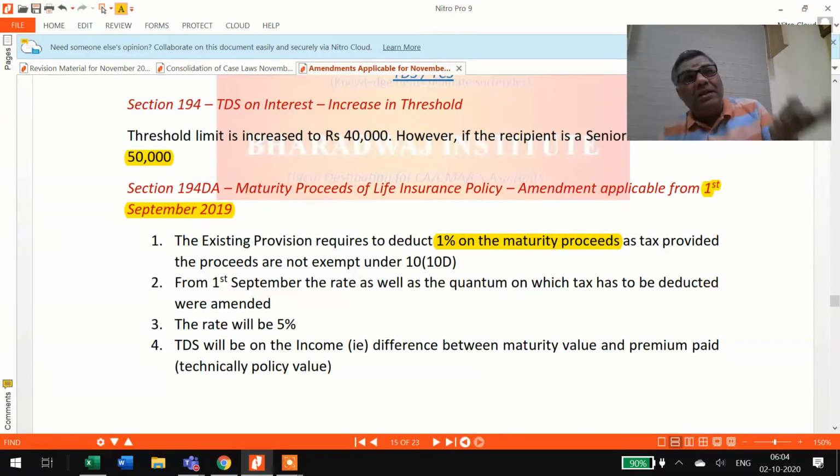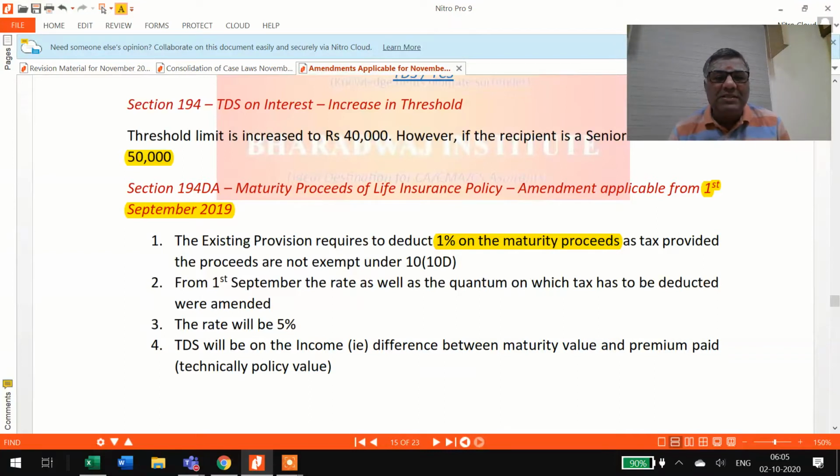So when will the maturity proceeds get taxed? If the premium has exceeded 20% or 10% as the case may be, it gets taxed. If it gets taxed, come to 194DA, because the only ones who know that are the insurance company and the assessee. The department cannot be looking into this. So the department has made the insurance company responsible and said, boss, if it has exceeded, deduct tax, so that I will come to know.